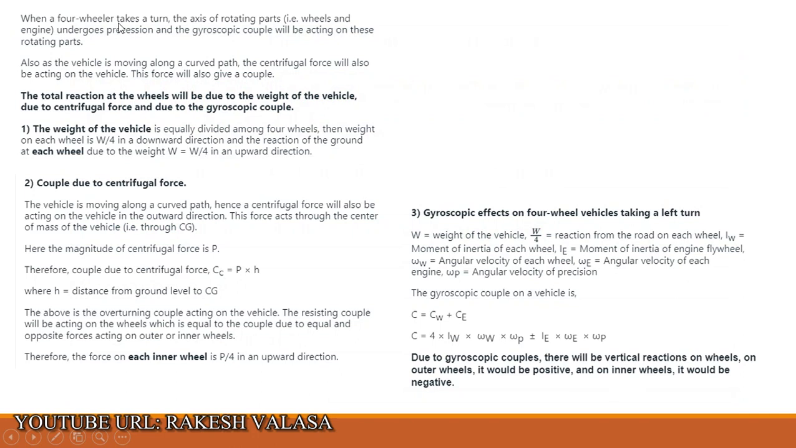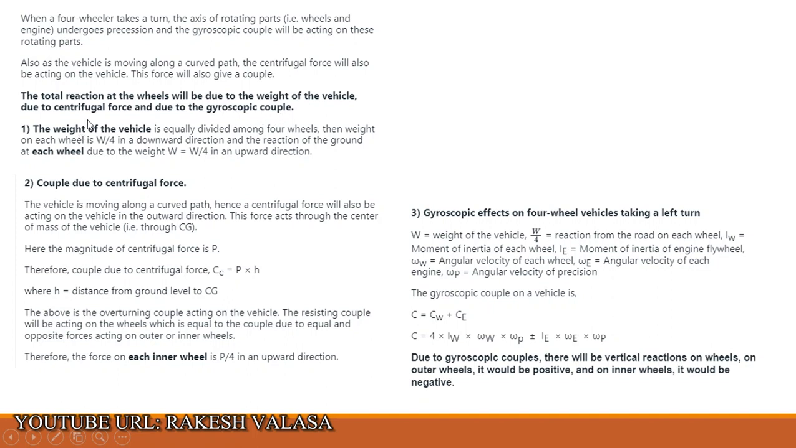When a four-wheeler takes a turn, the axes of the rotating parts, here the wheels and engine, undergo precession and a gyroscopic couple acts on these rotating parts. Also, as the vehicle is moving along a curved path, the centrifugal force will also act on the vehicle. This force will also give a couple. So here we are considering conditions. The total reaction at the wheels will be due to the weight of the vehicle, the centrifugal force and the gyroscopic couple. Let us see the first condition.